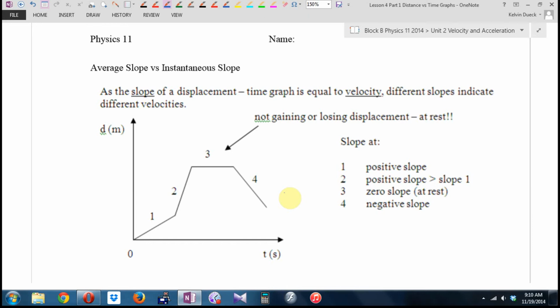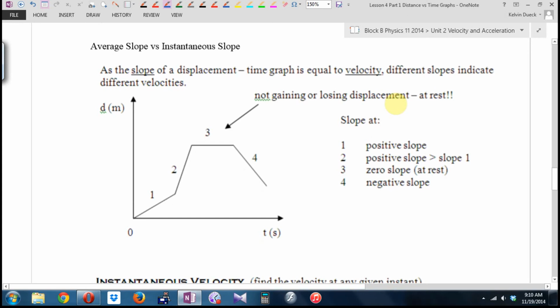Oh, patience. As the slope of a displacement time graph is equal to velocity, different slopes indicate different velocities. So, if I gave you this with no numbers, can you tell me when I'm stopped? Which one? What section? Section 3. Can you tell me when I'm going the fastest forward?